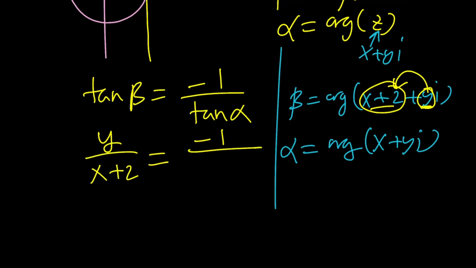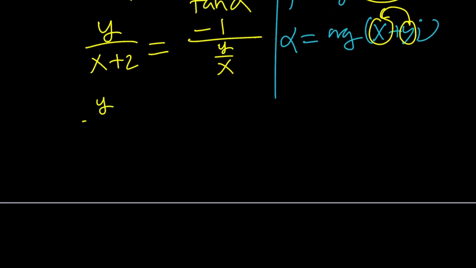Negative 1 over tangent alpha. What is tangent alpha? Easy. Y over x, right? We talked about it. But if you flip it, that's going to become negative x over y. So now we're going to get our relationship. That's what we needed. With some caution, be careful.